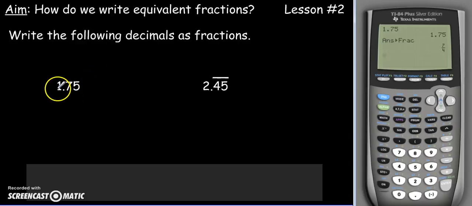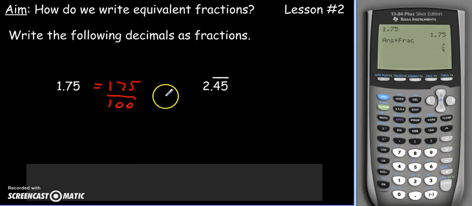Well, this is 1 whole, 7/10, and 5/100. So this is 175 hundredths. So that's 175 over 100. And the question is now, how do we get to 7/4?